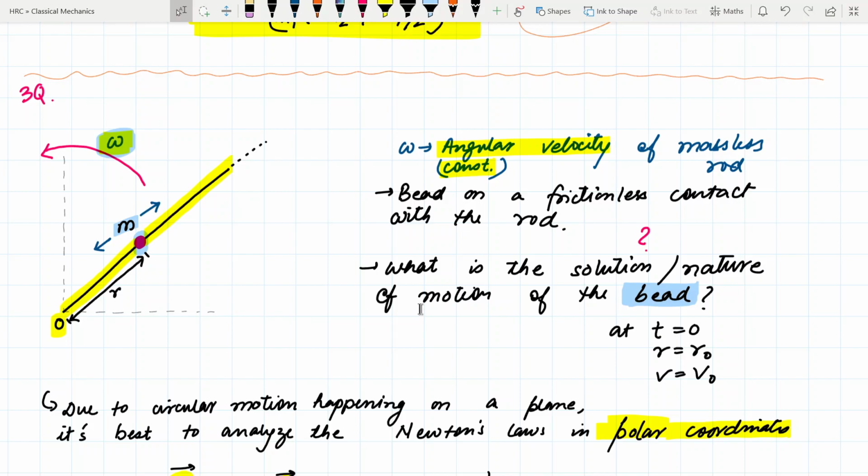Anyone? What are the forces involved here in the radial axis? Radial, you understand, right? Radial is this direction. This is r cap, away from the origin, along a straight line. What are the forces involved here in the radial direction? Any guesses?